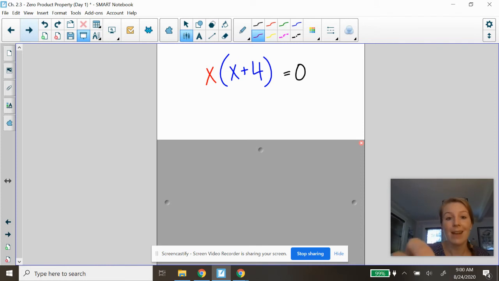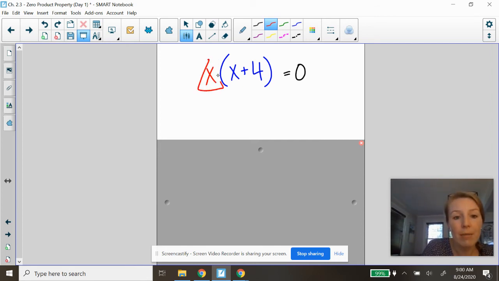Let's try another one. Now, oh no, we have red that we have to solve for and blue that we have to solve for. You're going to notice that as you're solving these ZPP equations, you could have one answer, two answers, three answers, or four answers. Oftentimes you're going to have more than one solution. Thinking about my red triangle, this is simple, right? One step. I know that x can be 0.